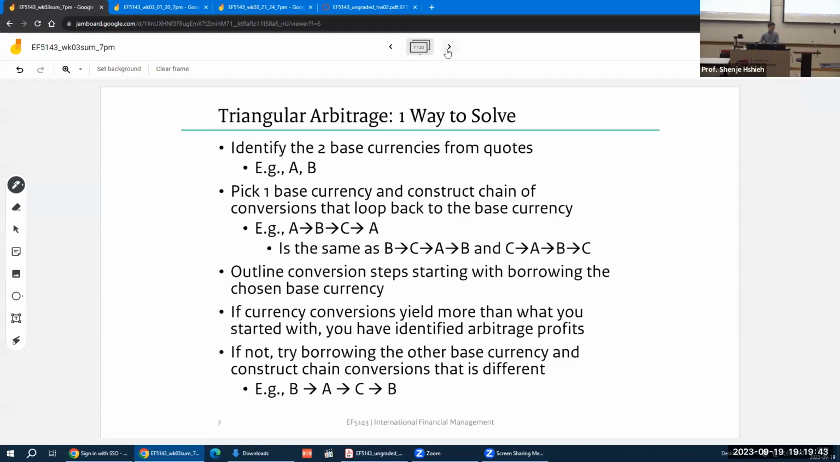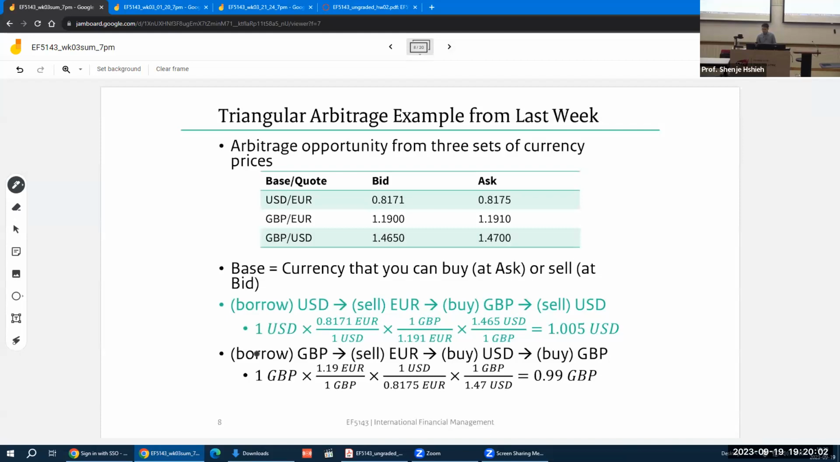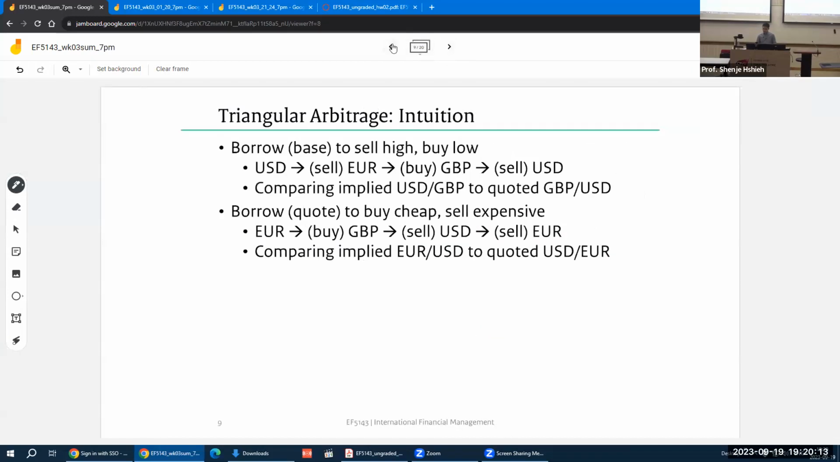All right. If no other questions, let's move on to my way of solving triangular arbitrage, and hopefully provide a little bit more intuition on what exactly is being done in this exercise. So I brought up last week's slide here. This is the same slide as you saw last week. I'm just going to walk you through my way of doing it first, and then I'll go through the solutions again, and then I'll give you some intuition.